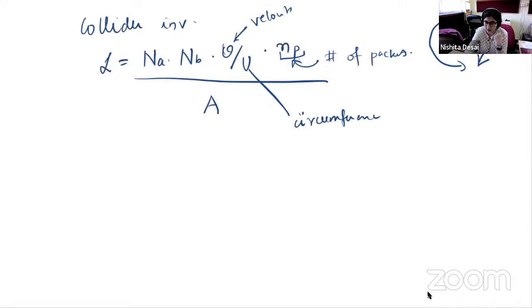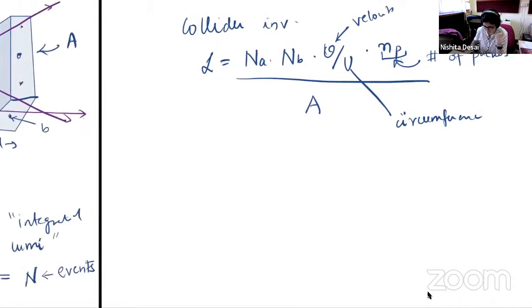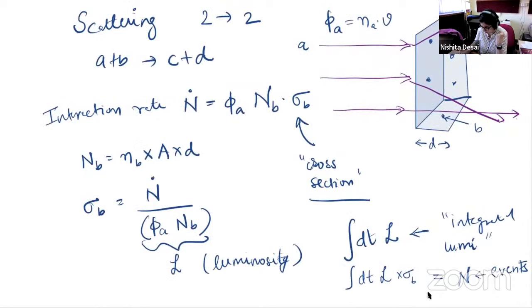Okay. Any questions so far? So there are two things that we defined here, or other three things. We defined the cross section. We defined what is luminosity and integrated luminosity. We defined what events are.